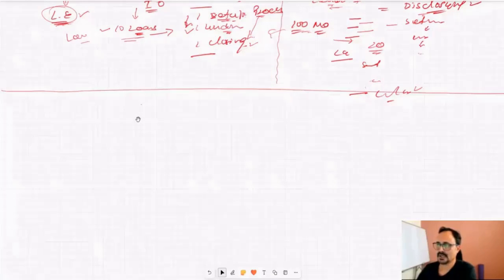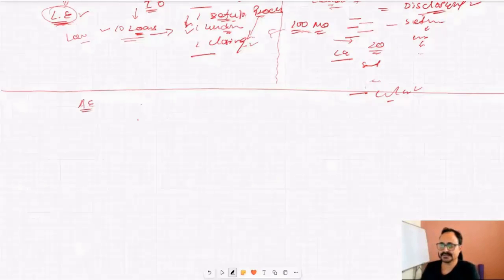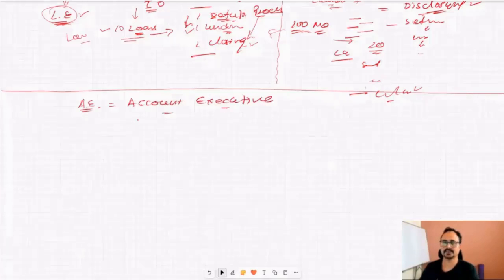Okay, so what happens actually? Now I'm going to tell you the process. It could be different at different lenders' offices, or if it's a retail channel or wholesale channel, it is going to be different. What I wanted to share with you is a term called AE. AE means account executive. Who is an account executive?